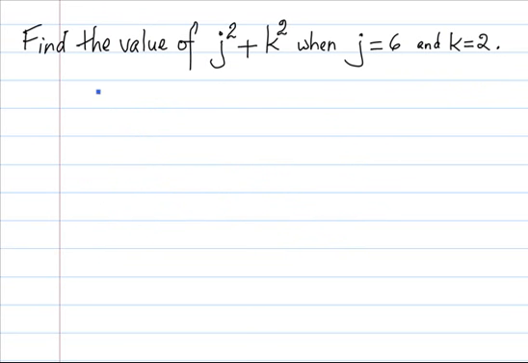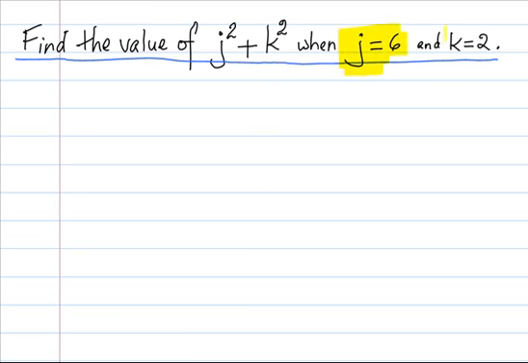Alright, we're back. This is our third practice question. This one says find the value of j squared plus k squared when j is equal to 6 and k is equal to 2. Now notice it says j squared, not 2j. J squared simply means that you're going to square that number. Now the question is, what is j? The information is given there. It says j is equal to 6.